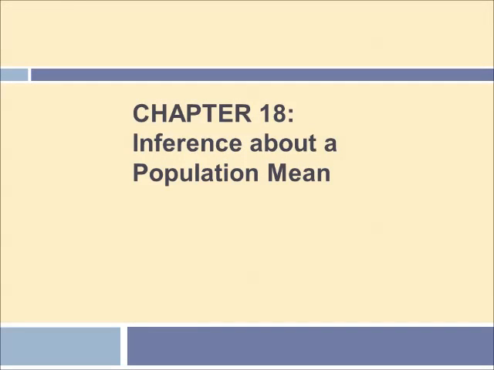Previously, we required that the population standard deviation be known. This assumption is unrealistic. In this chapter, we will estimate the population standard deviation by using the sample standard deviation. This leads to the introduction of a new distribution that must be used in such cases. It's called the t-distribution.